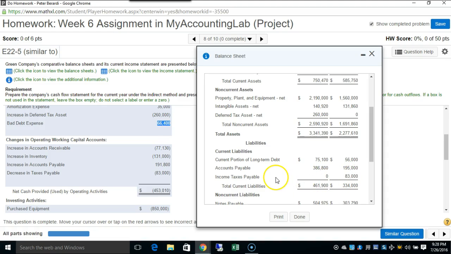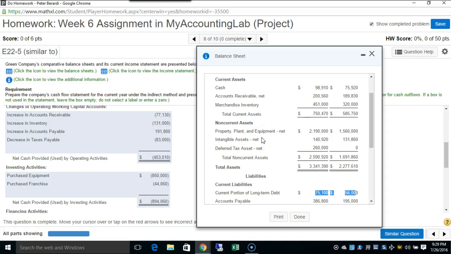Let's look at our income tax payable. We went from $83,000 to $0, which is a credit balance. Therefore, we have to debit taxes payable to get it to $0. So we're going to credit cash flow by $83,000. The current portion of long-term debt is not in the working capital section. That's going to be done in the finance section because it's really long-term debt.